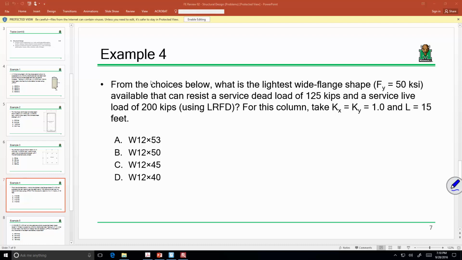So from the choices below, what is the lightest wide flange shape, 50 KSI steel? Any design problem on the FB is going to be 50 KSI. What is the lightest shape that's available that can resist a service dead load of 125 kips and a service live load of 200 kips using LRFD? So first off, if you don't even know anything about steel design, dead load and live load, what do we need to do? There we go. 1.2 dead plus 1.6 live. There you go. Catching on.